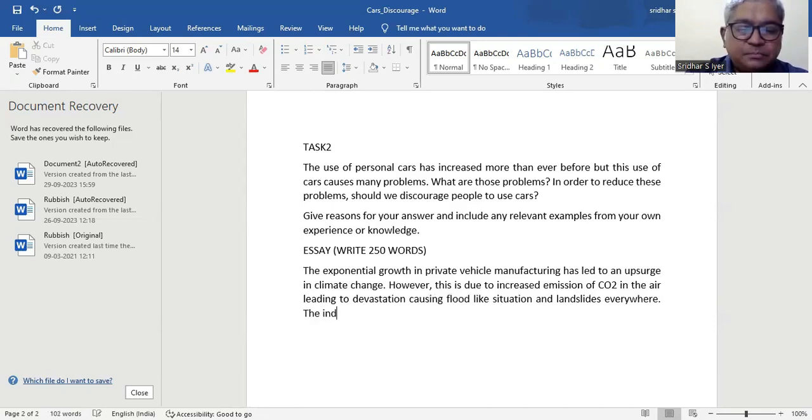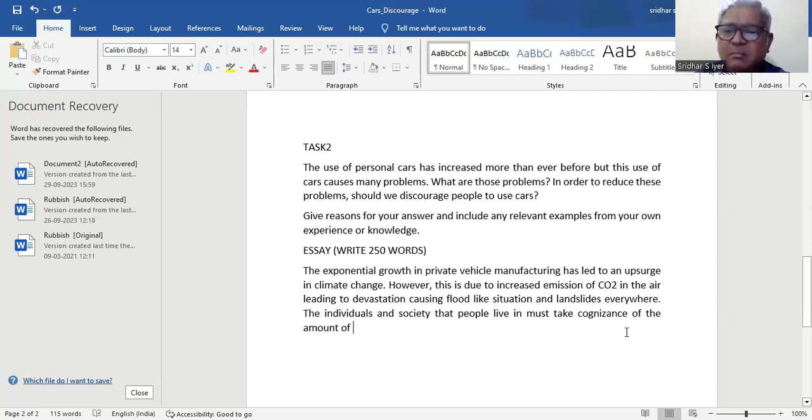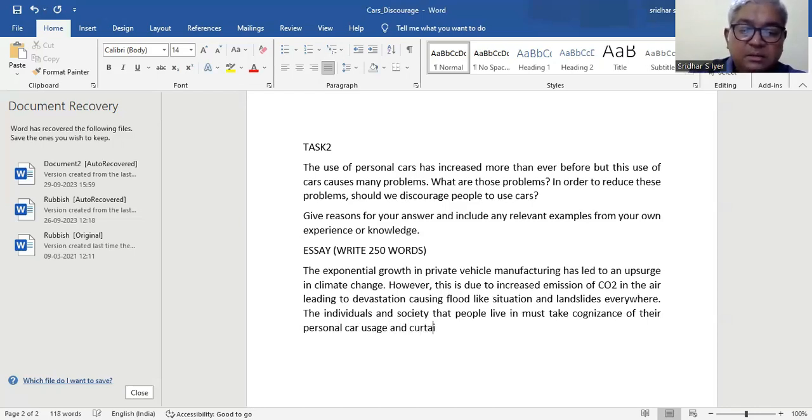Now, the individuals and society that people live in must take cognizance of the amount of carbon. So what are they doing? In fact, the individuals and society that people live in must take cognizance of their personal car usage and curtail their carbon footprint.